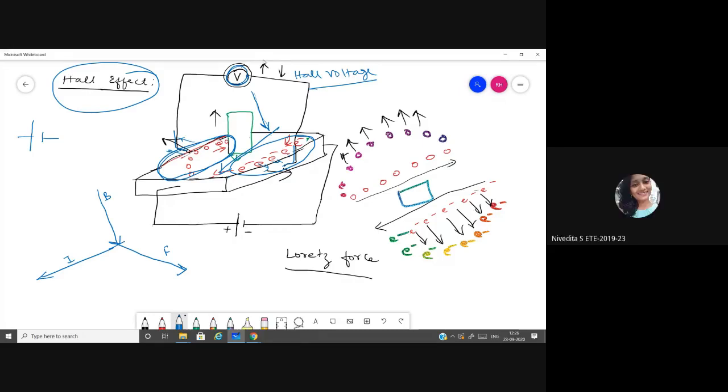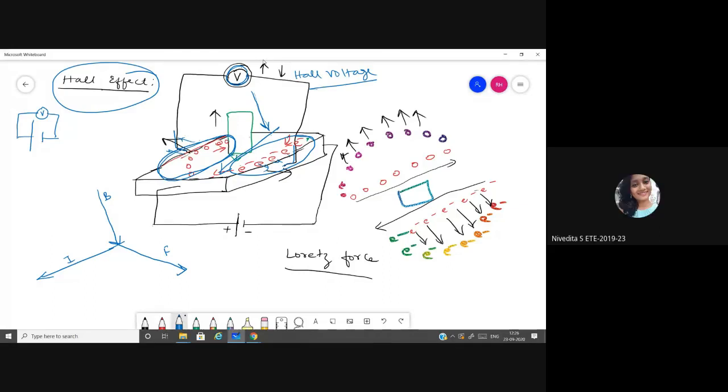That's the battery, sir. This side is acting like a positive plate. This side is acting like a negative plate. So if I take a voltmeter here, what will it measure? The potential difference between these two terminals.